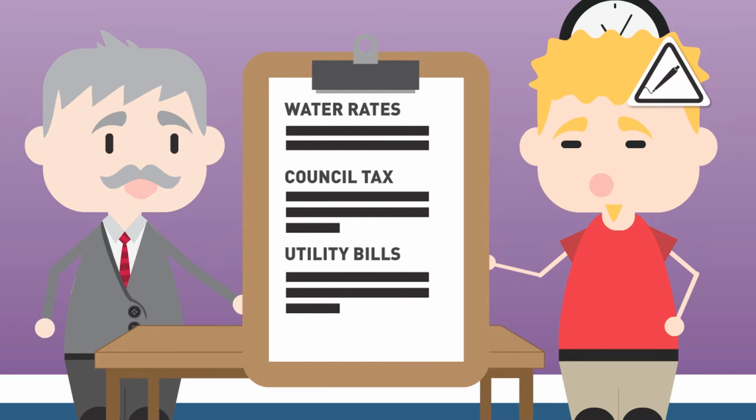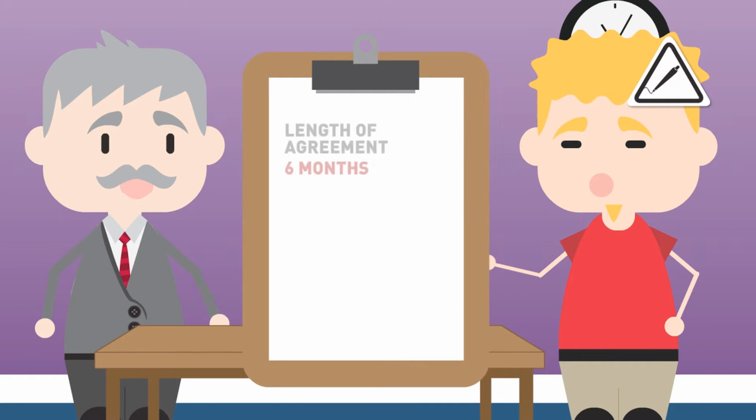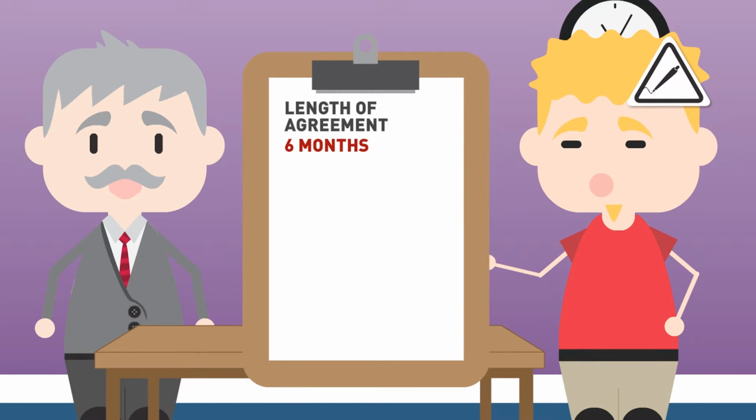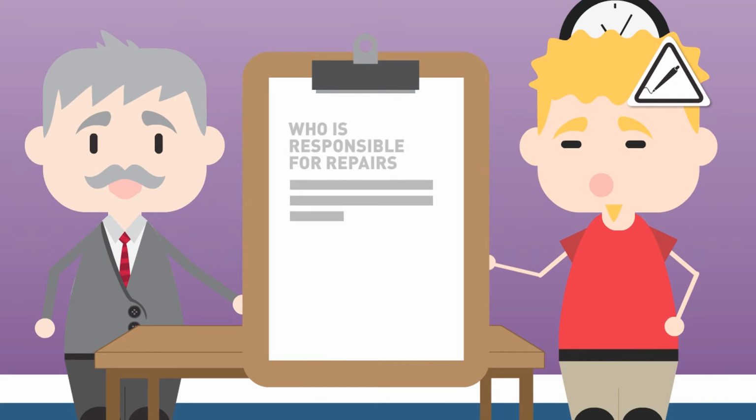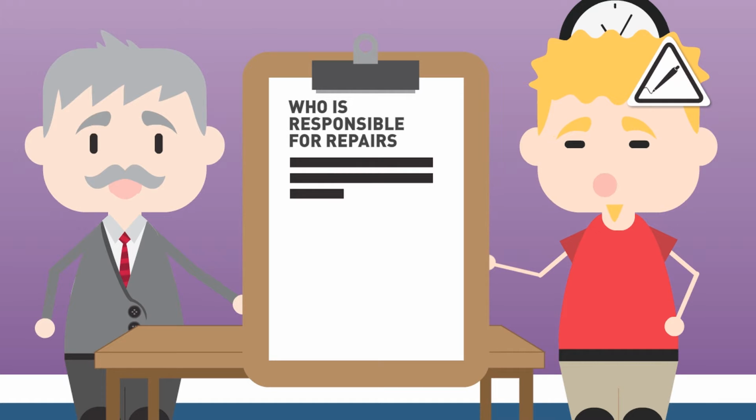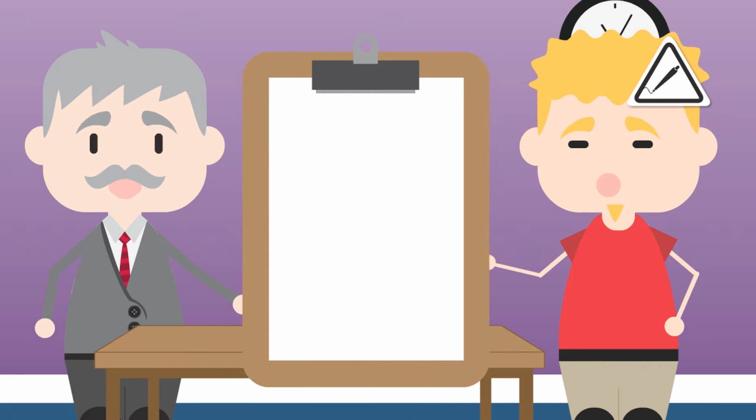It will also cover how long the agreement is and whether you have to pay a deposit, and if so, what it covers and which government scheme it's protected in. The deposit protection scheme must be mentioned, as this is a legal requirement. The agreement should also cover who is responsible for repairs, maintenance and upkeep.